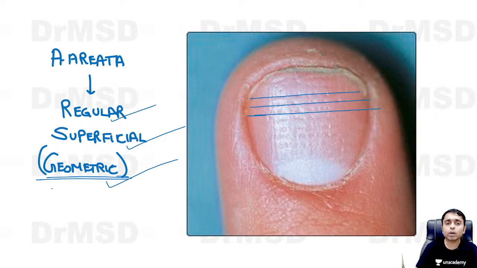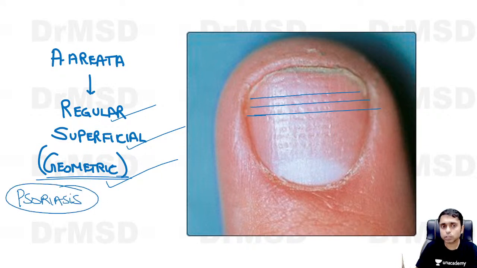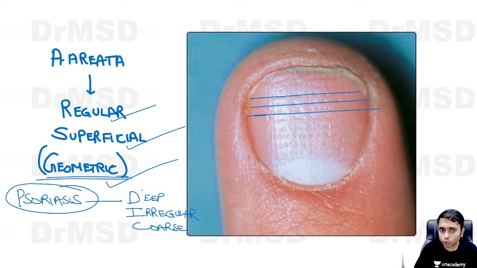Why is this important? Because there is one more condition in dermatology called psoriasis, which is a papulosquamous disorder, in which the pits have the characteristics of DIC. So what is DIC? The pits are going to be very deep in psoriasis, very irregular, and the nails are going to appear very coarse. Okay, disseminated intravascular coagulation, DIC. Like that you can remember the features of psoriasis. Deep, irregular and coarse nails are seen in psoriasis, exactly opposite to those seen in alopecia areata.